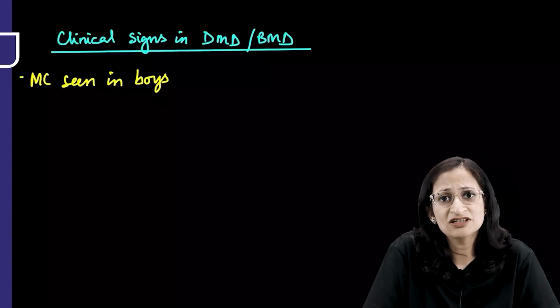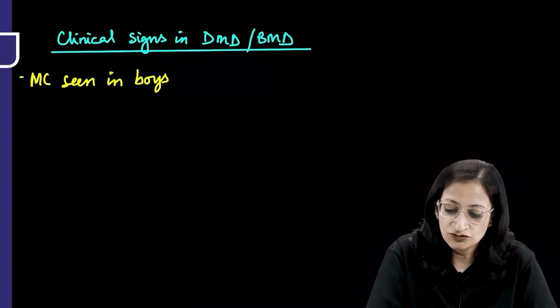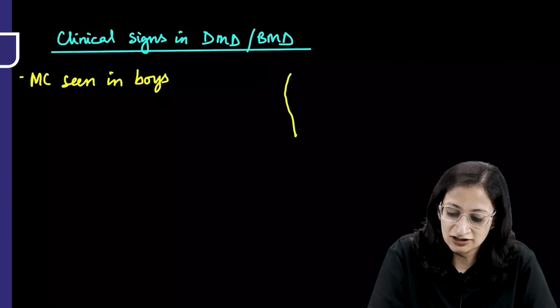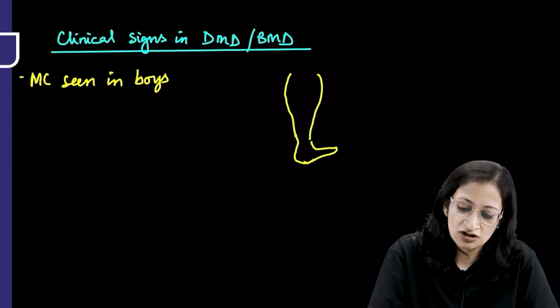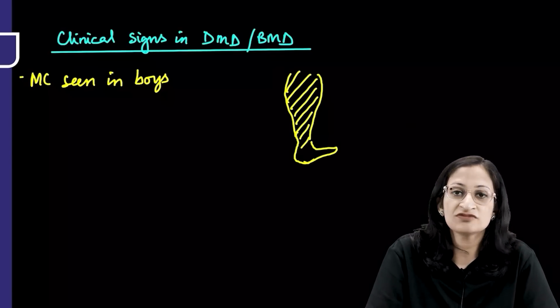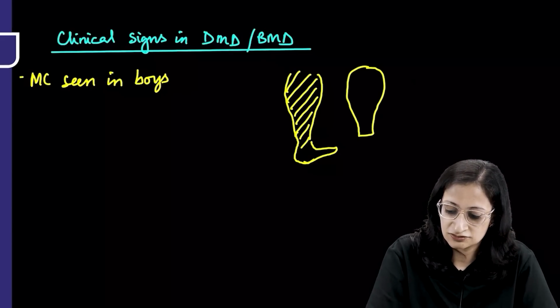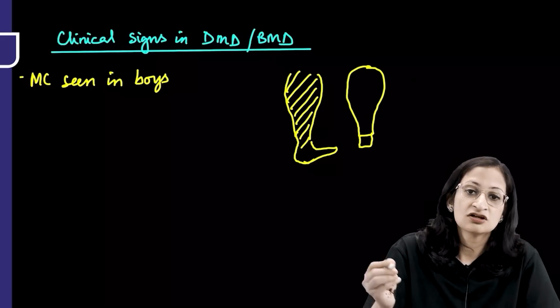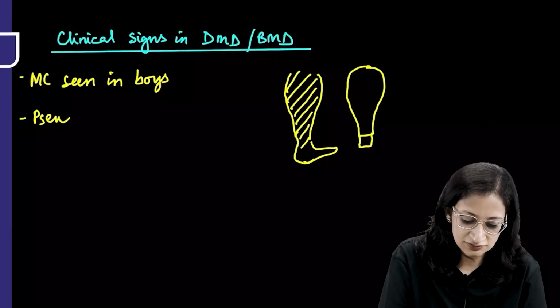Now, if you examine these children, you will see a pseudo hypertrophy of the calf muscles. If you look at the calf muscles from behind, they will appear hypertrophied like this. So this is the foot, and this area is the pseudo hypertrophy of the calf muscles. It also gives an inverted bottle appearance, as if a water bottle has been inverted like this. So this is called pseudo hypertrophy of calf muscles.